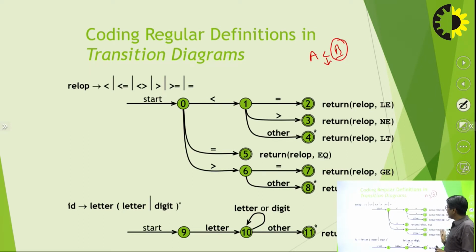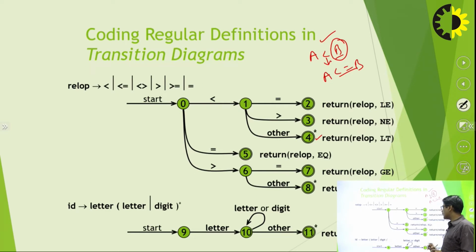So like that, we have designed this. This is a complete machine which generates relational operators. If you are inputting, suppose, A less than B, definitely it would generate state 4. If you are inputting A less than equals to B, it generates state 2. So it generates specifically a token relational operator, because it is designed only for relational operators.